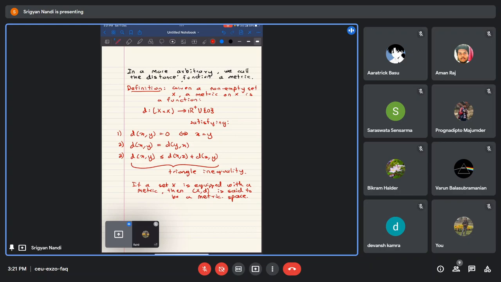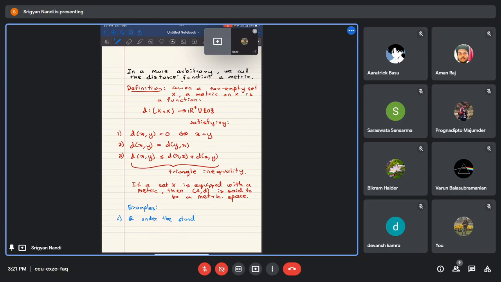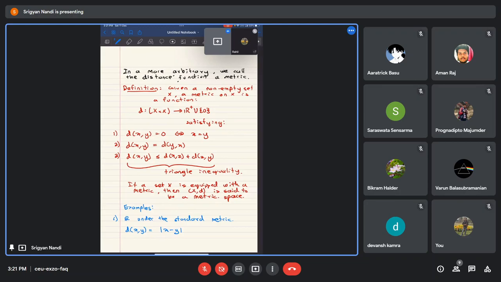So I'll give some examples of metric spaces to get the concept a bit more clear. The first one would naturally be R under the standard metric. Here we define the distance between any two real numbers x and y as the modulus of their difference. So this was a fairly natural metric on R.